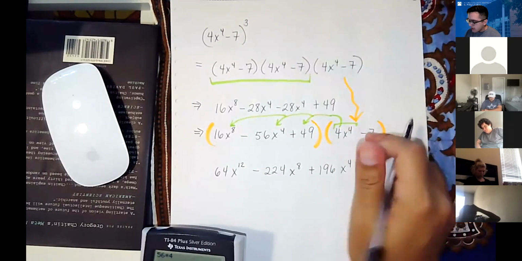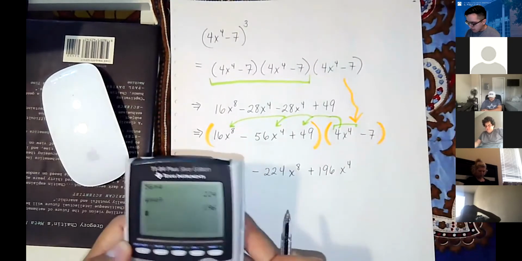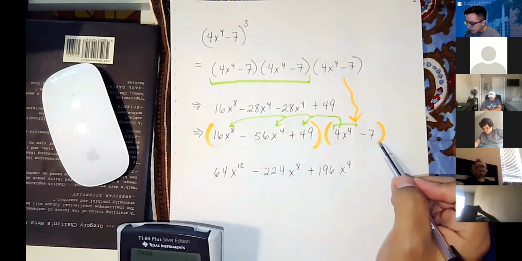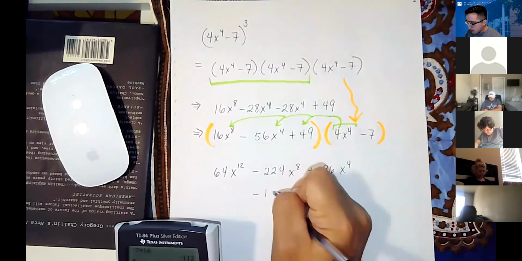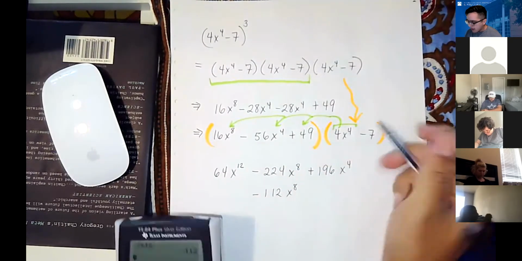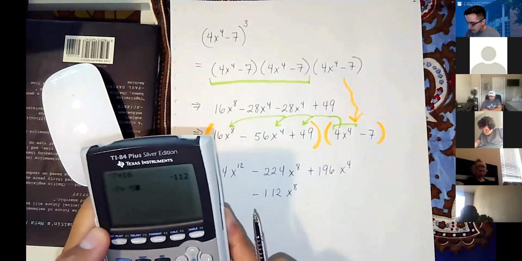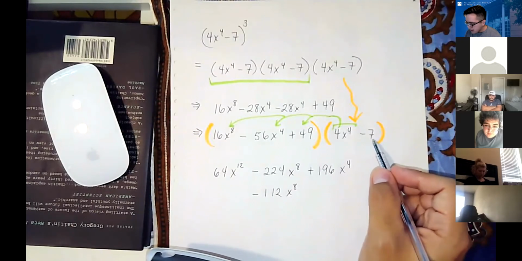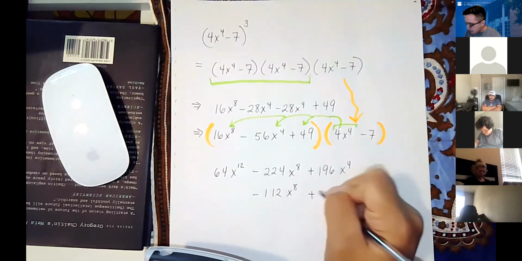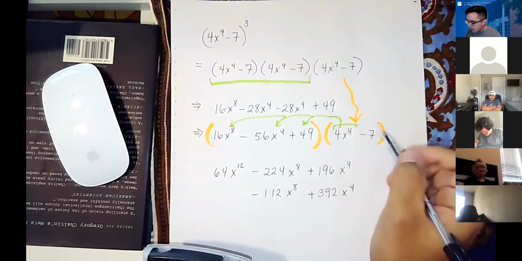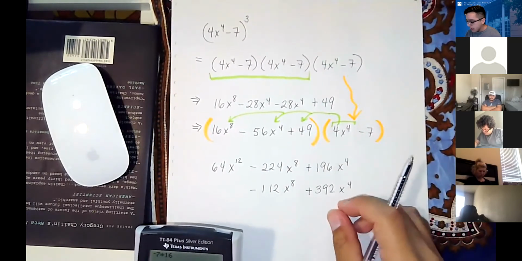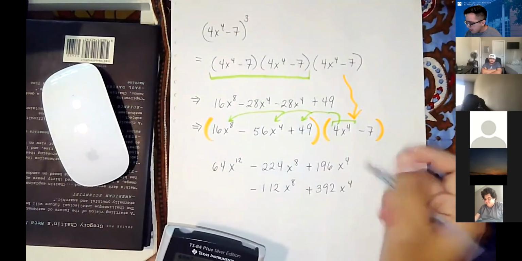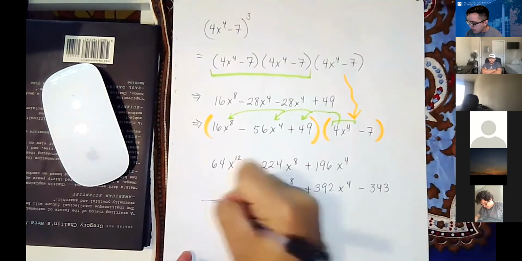Then I can multiply the -7 now by each of these terms. So -7 times 16, I should get -112 x to the 8th. -7 times -56. That is 392 x to the 4th. So we should have positive 392 x to the 4th. And then 7 times 49 should be 300 and something or another. 49 times 7, 343. So -343. Go ahead and combine like terms.